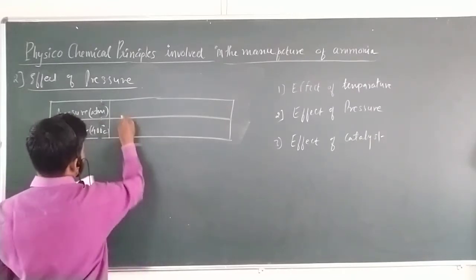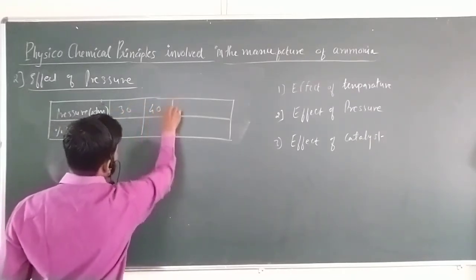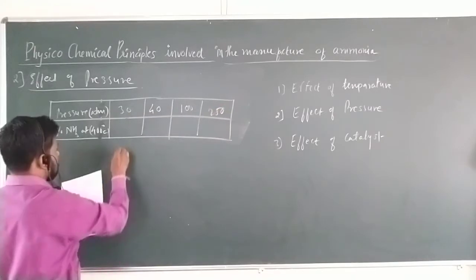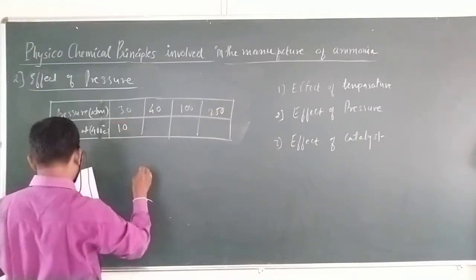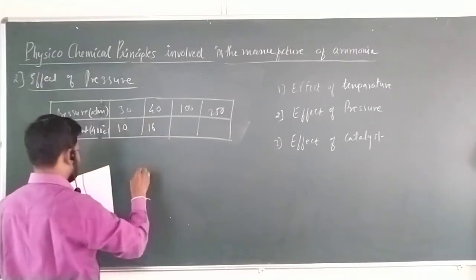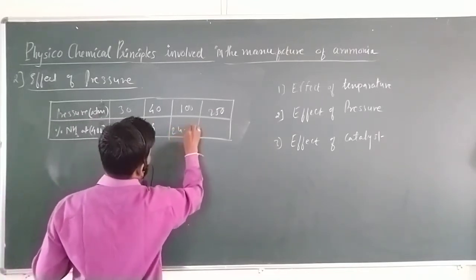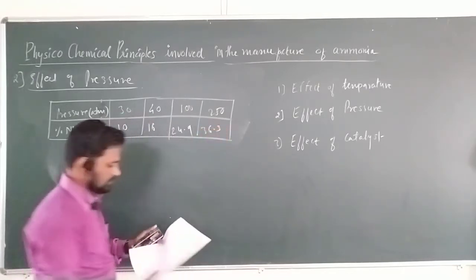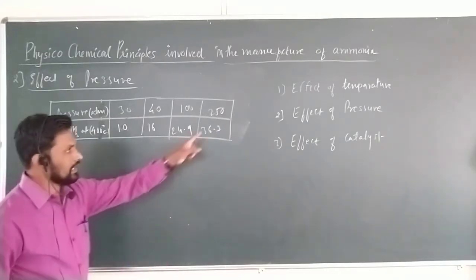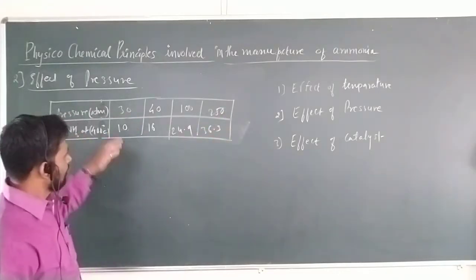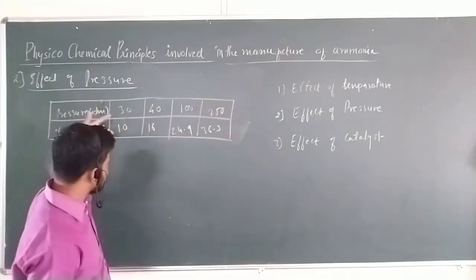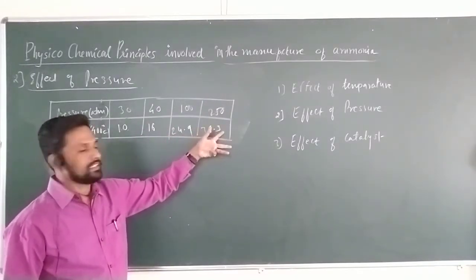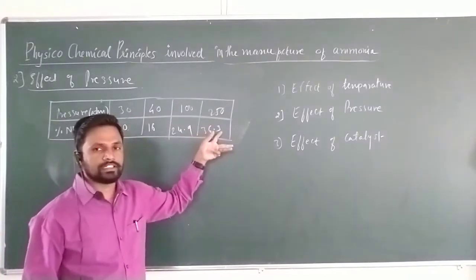So, we can say 30, 40, 100, let us consider 250 atmospheric pressure. Here the percent formation is 16% at 40 atmospheric pressure, 24.9% at 100 atmospheric pressure, and 36.36% at 250 atmospheric pressure. Here also we can see, as the pressure increases, the percentage of the yield increases. You are getting my point? Increase in the pressure, increase in the percentage of the yield.